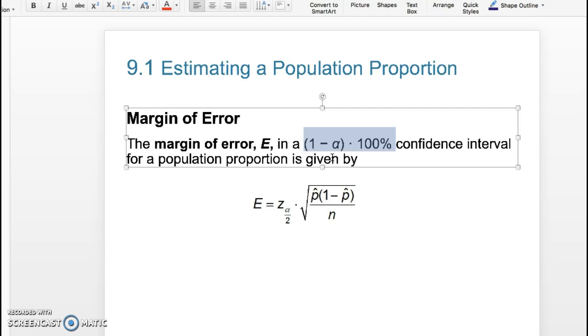A 90% level of confidence gives an alpha of 0.1, or 10%. A 95% level of confidence has an alpha of 0.05, or 5%, and a 99% has an alpha of 0.01, or 1%. So the level of confidence relates to this alpha, and the z-sub alpha was something we discussed in chapter 7 with the area and the tail of those normal distributions. So you may remember seeing this notation a little in chapter 7.